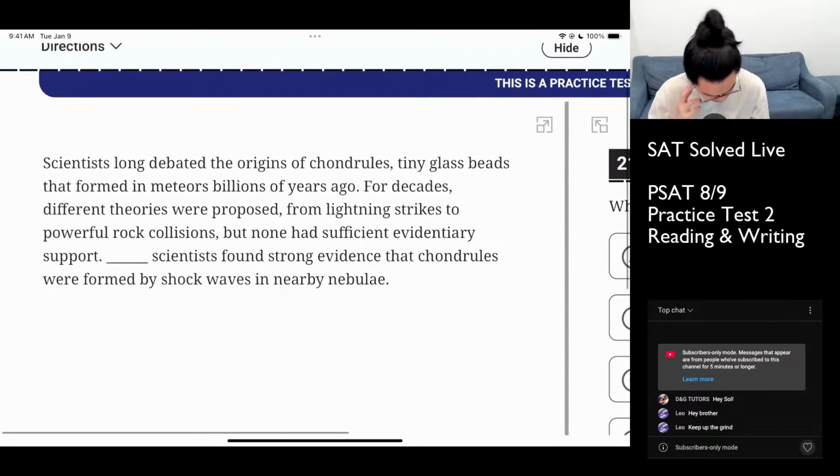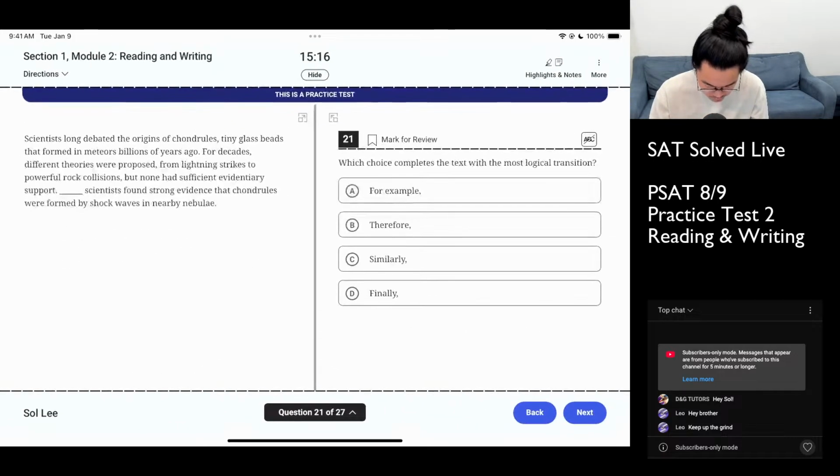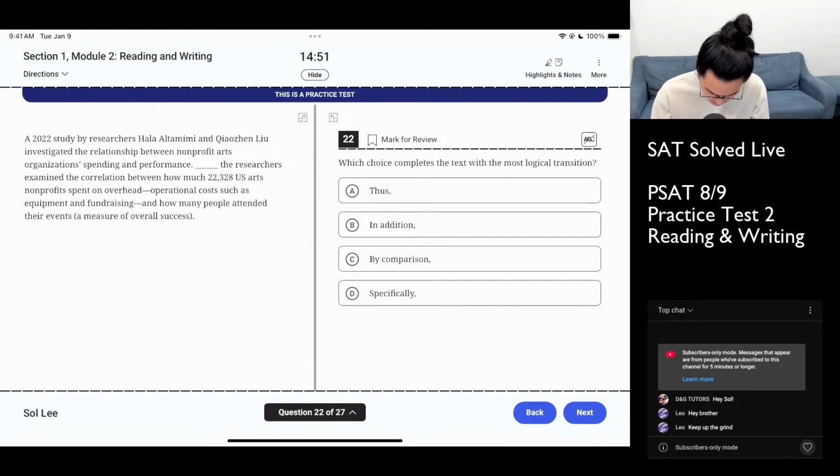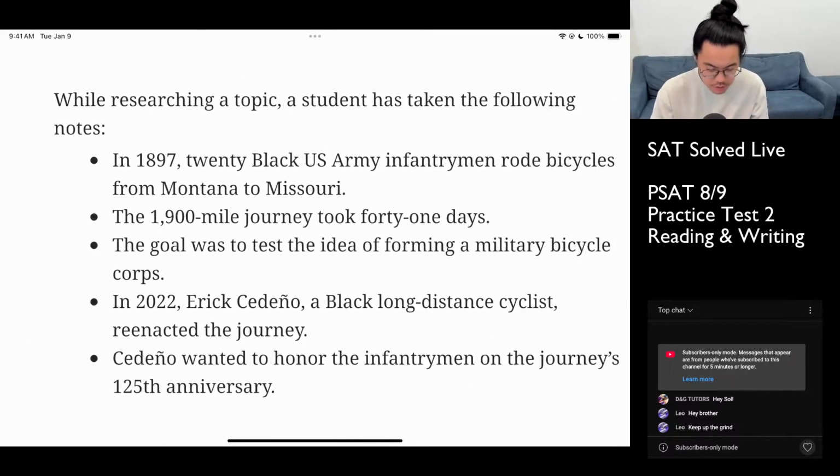Transition questions. Debated the origins of chondrules. Different theories are proposed, but none had strong evidence until now. Recently. Finally. Okay. Cool. In 2022, investigate a relationship between nonprofit arts spending and performance. Okay. Arts, the organization's spending and their performance. Specifically, they examined the correlation between the spend on overhead and their success. Okay. Specifically. Cool. That's exactly what I predicted.